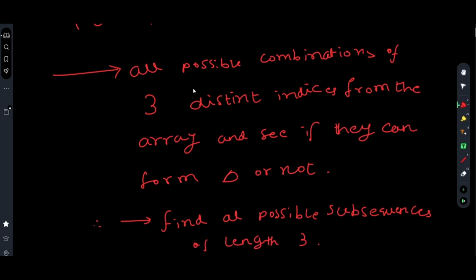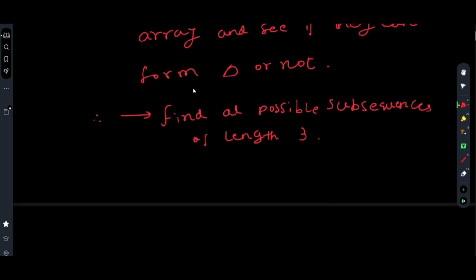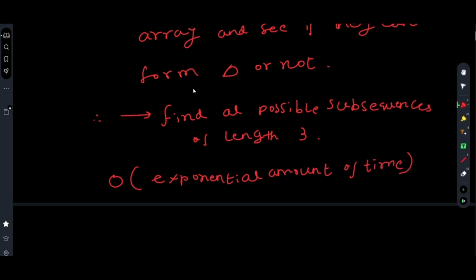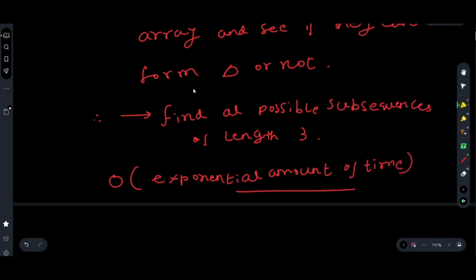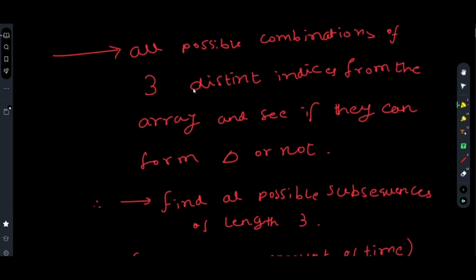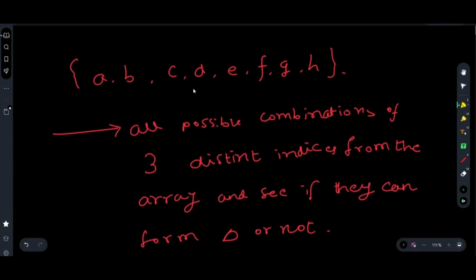Now, for an array, you have to find out all possible subsequences of length 3. So obviously, you can understand this particular approach will take exponential time. There is no scope of performing this particular approach, as the time complexity will be extremely high. So this is the brute force.